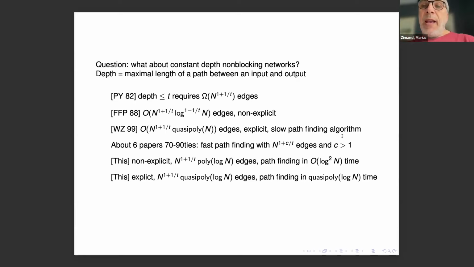Yes. PY is Pippenger and Yao. But their pathfinding algorithm runs the dynamic matching algorithm from FFP, and so their pathfinding algorithm is also exponentially slow. And then there are many papers with faster pathfinding algorithms, but the number of edges is not optimal. It is 1 plus c over t for some constant c a little bit bigger than 1. They have ridiculous numbers, like 24 divided by 23, such weird numbers.